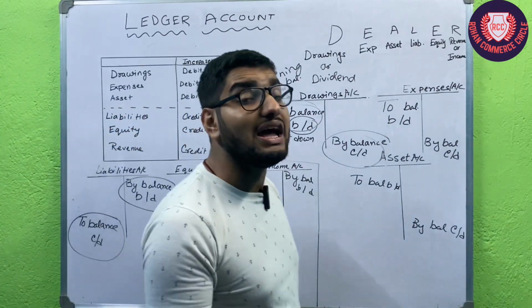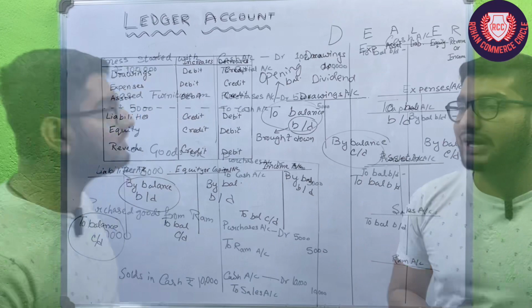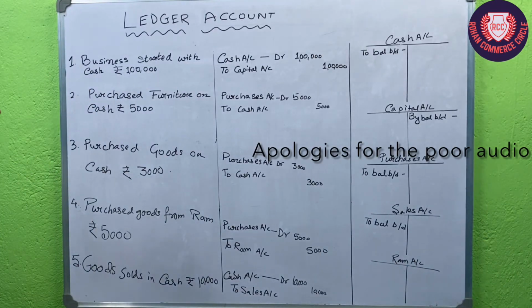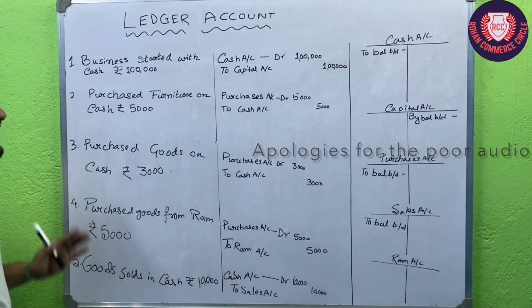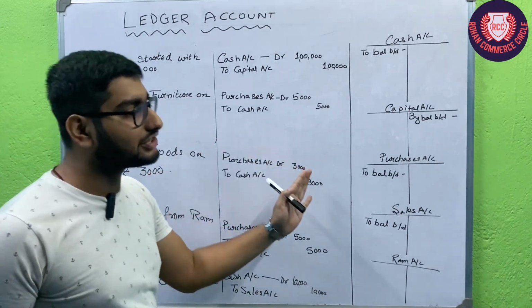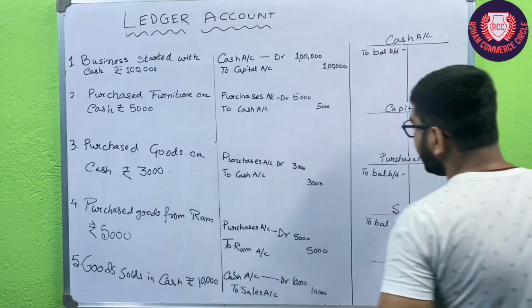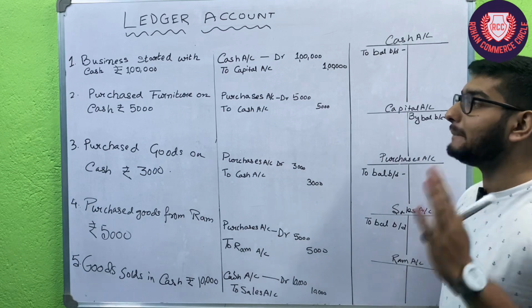Now we will come to the examples of ledger. Okay, we are coming to the examples of ledger account. So basically I have shown you the question, then the journal and then the ledger, which will help you to understand it in a better way.